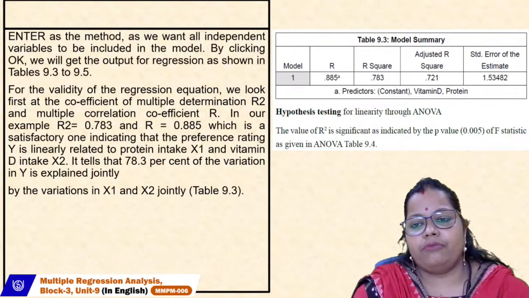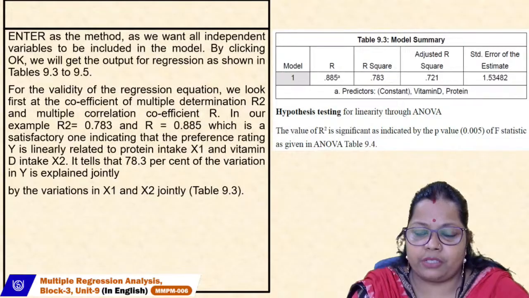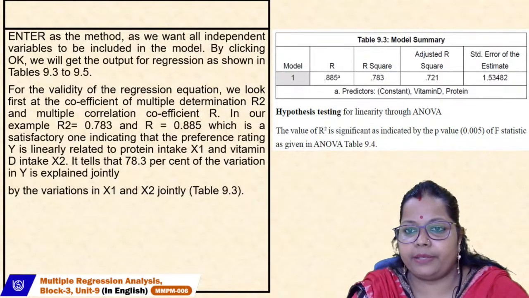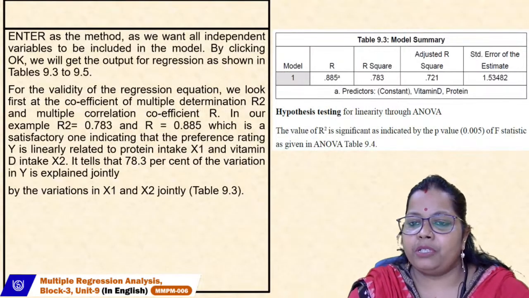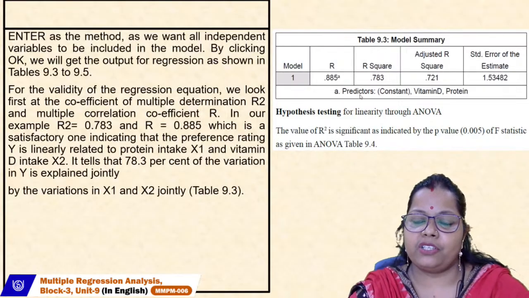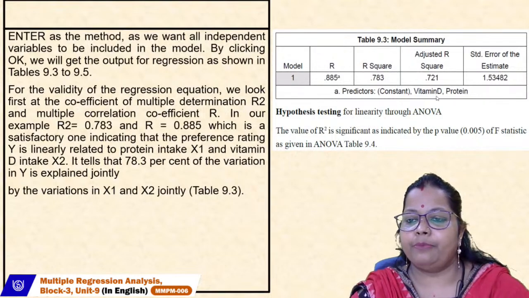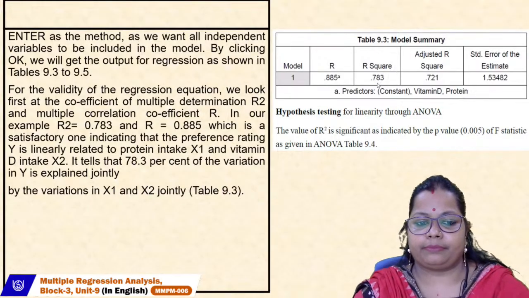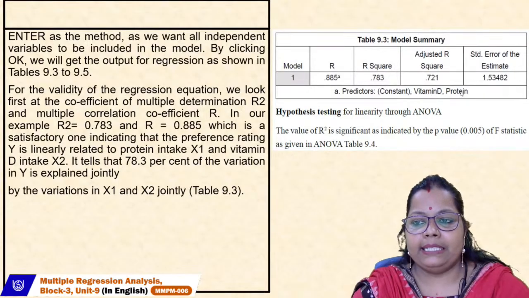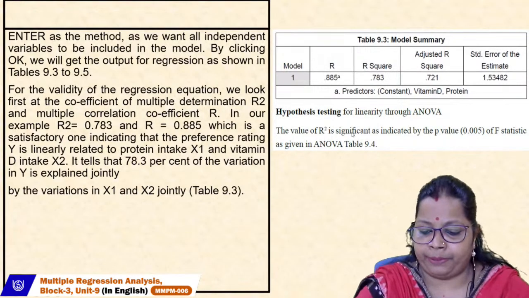As in regression, we know that the extent of variation is explained by the independent variables. So why are we saying the summary of this particular model is sufficient? Because the explanation of the dependent variable by these two independent variables, vitamin D and protein, is satisfactory, that is 78.3 percent. It means vitamin D and protein explain 78.3 percent of what? The dependent variable, preference.